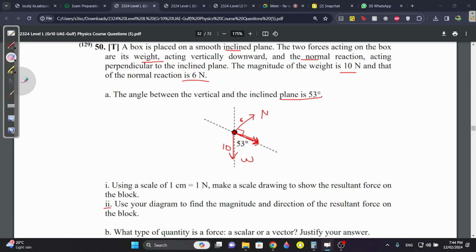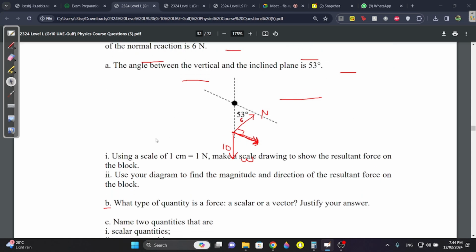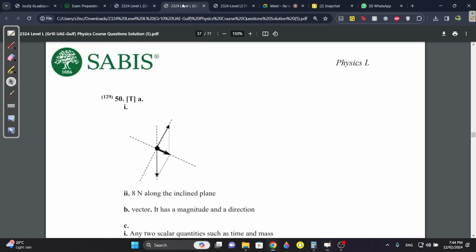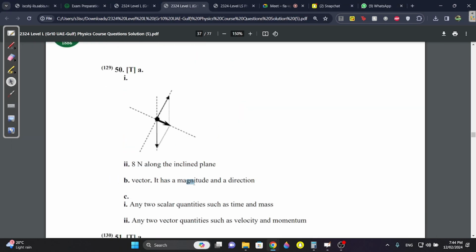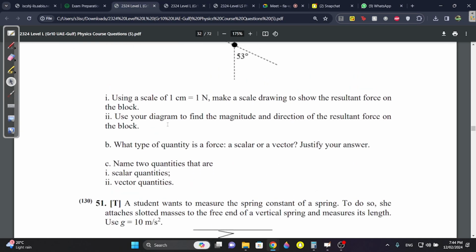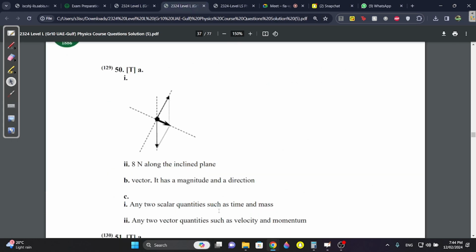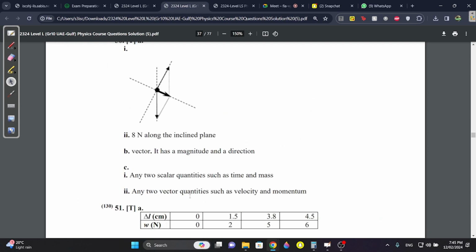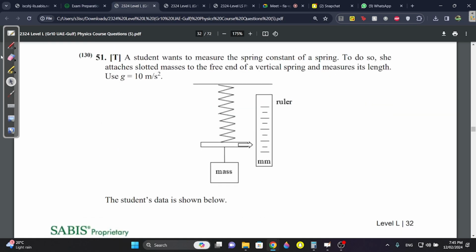And most people know this. What type of quantity is force? You know, force is a vector. Why is it a vector? Because it has a magnitude and a direction. And you guys know vectors are the ones that have magnitude and direction. Two scalar quantities, speed and distance, or time and mass, whatever. And vector quantities could be velocity, momentum, acceleration, displacement, and whatever you want. Everything will be correct.